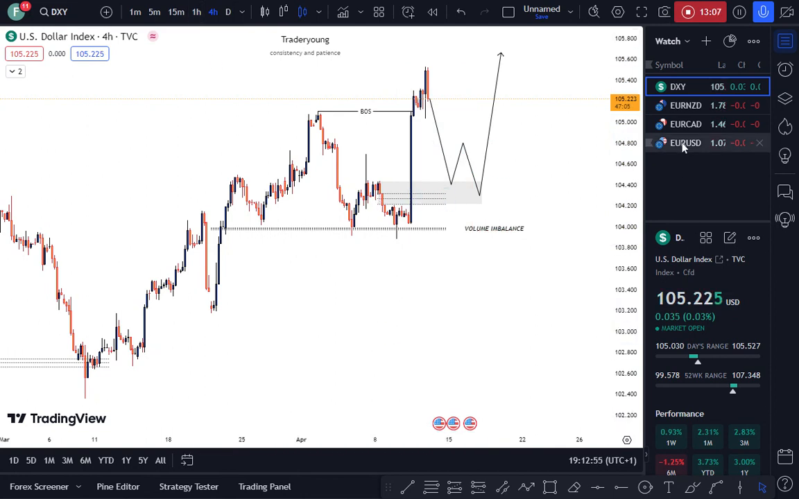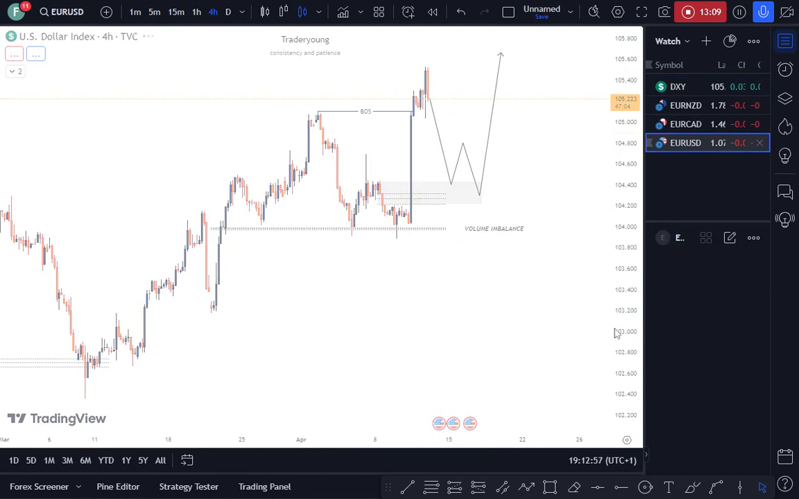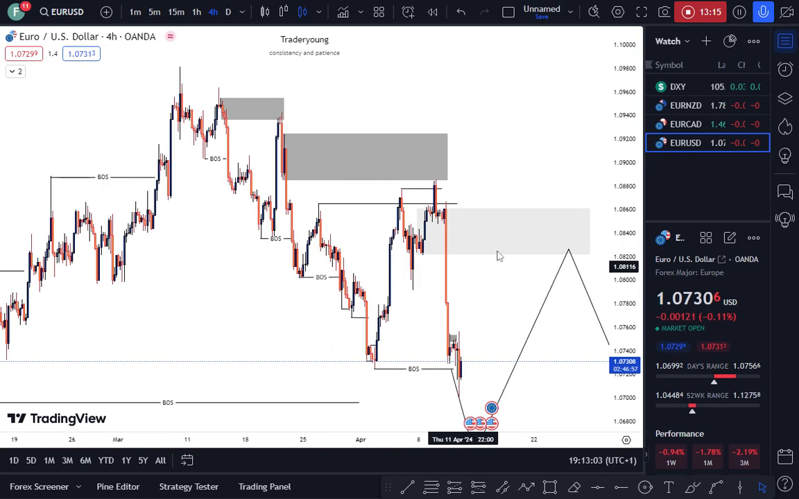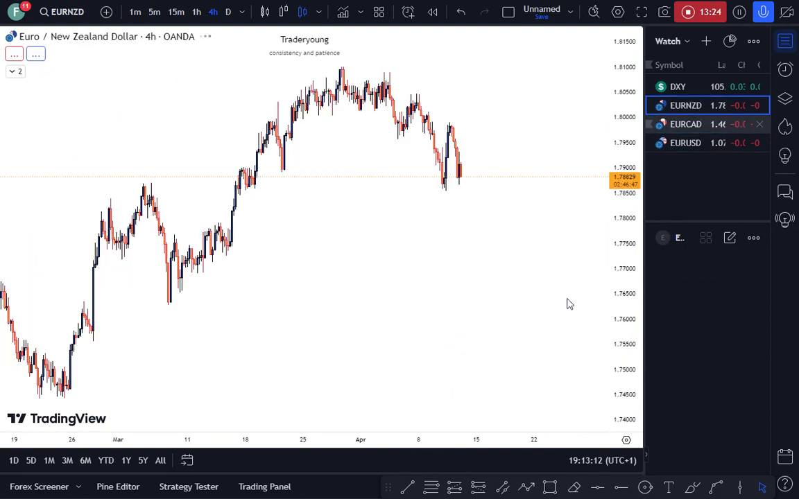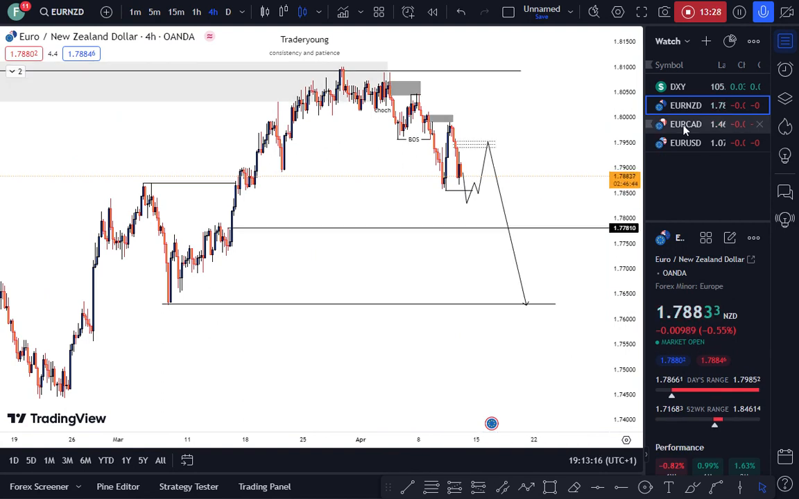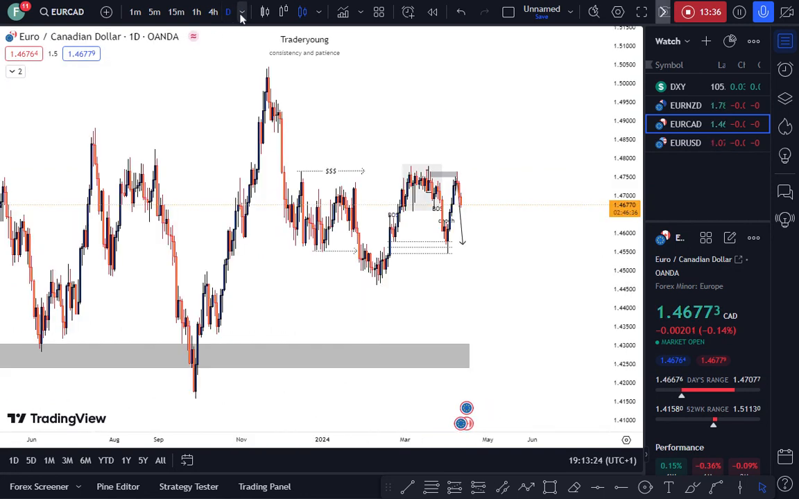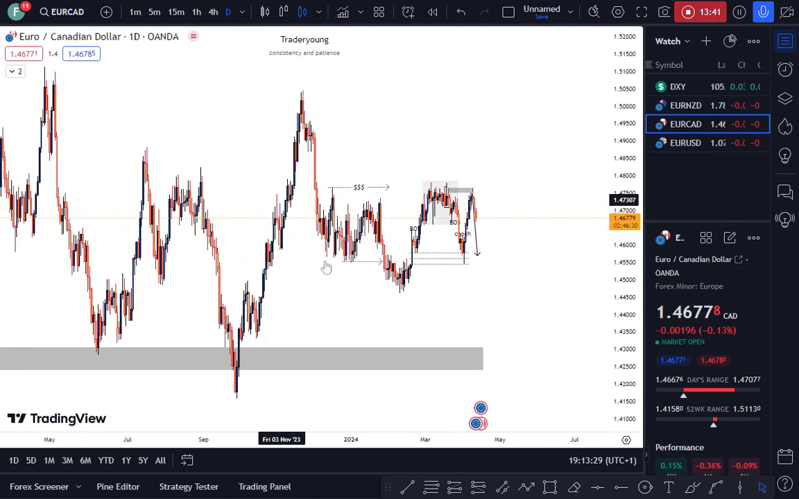So during this pullback here, we'll be seeing that same pullback for Euro USD as a buy up to this side. You can see same thing, same move. Euro USD, Euro NZD, and DXY. For now, these are the three. And okay, I think let's see Euro CAD. Euro CAD, I was a bit down. Euro CAD has already started moving. So I marked this, I couldn't send it out.